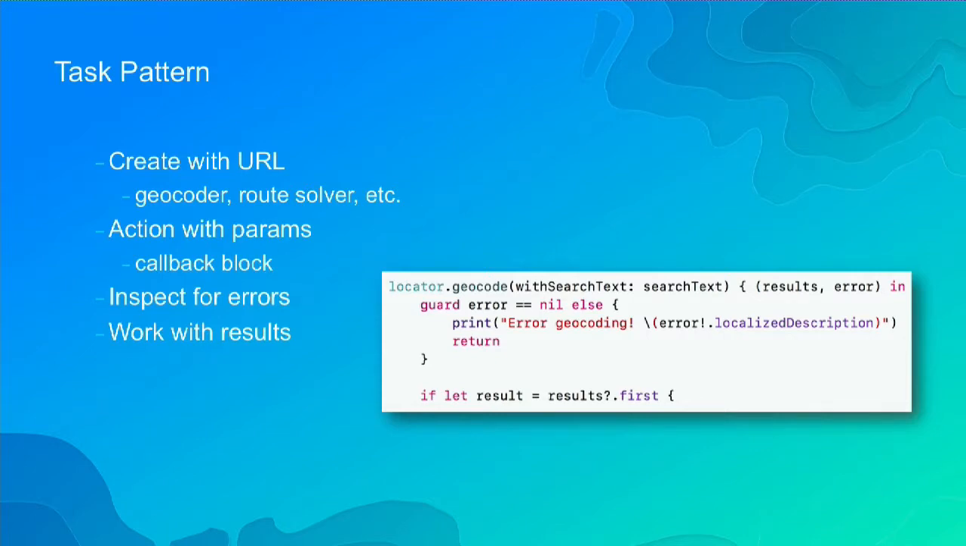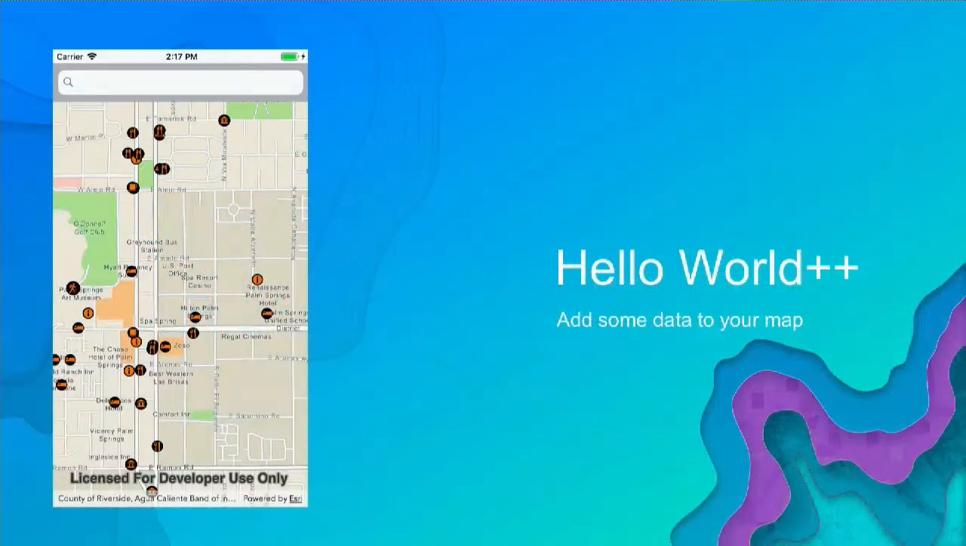And then, if there is no error, then you can go ahead and process the results. And we saw in Mark's case, he went ahead and dropped a pin on the map and zoomed the map to the extent of the result. So with that, I'm going to hand back to Mark now. We're going to carry on adding stuff to this map app and teach you a little more about the runtime.